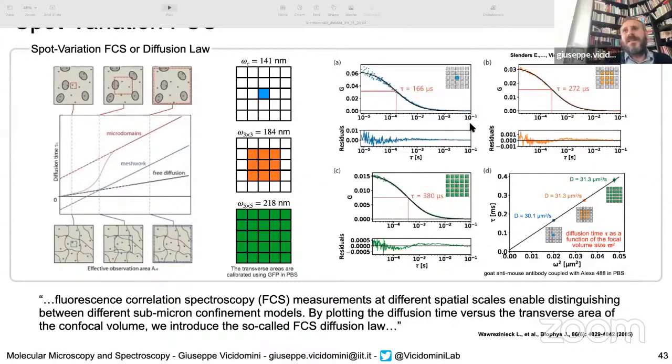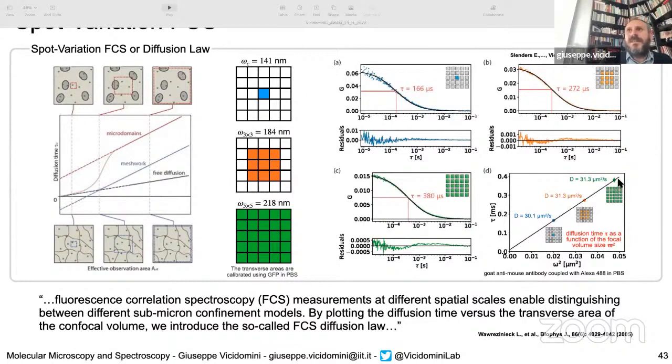Here is a phantom example in which we observe a probe. This was Alexa 488 in PBS. As you can see, if we reconstruct the diffusion law, again, the transit time as a function of the detection volume.